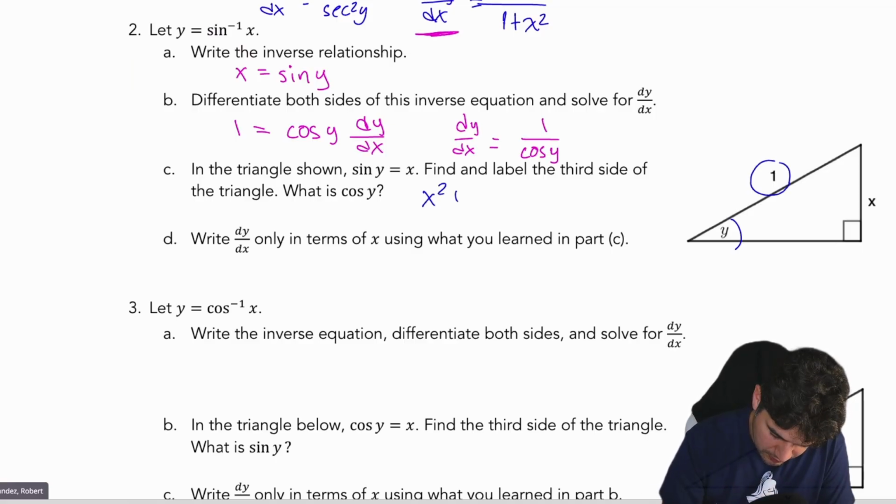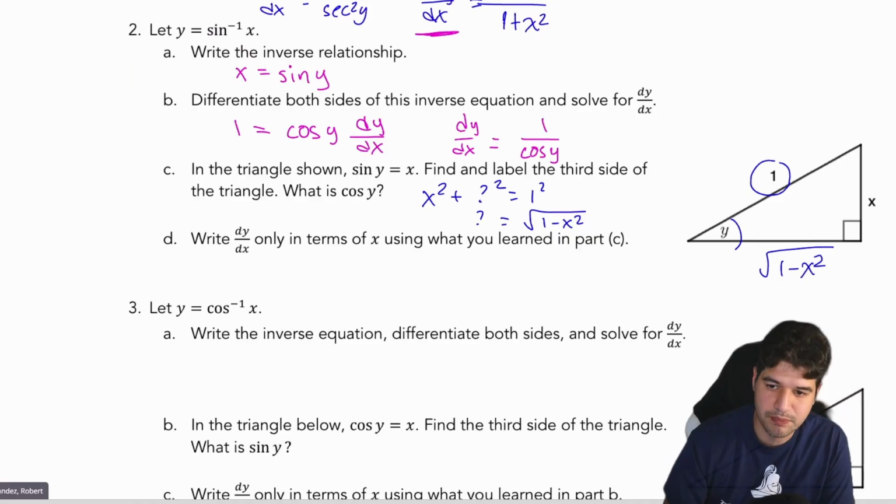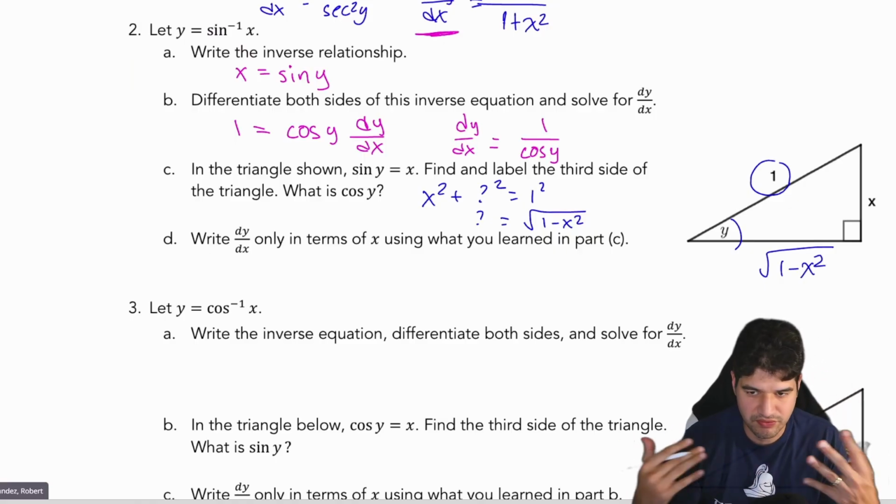So x squared plus something squared is going to get us 1 squared, okay? And if we want to figure out that something squared, we are going to take the square root. So that missing side is going to be equal to the square root of 1 minus x squared. So like I said, pretty intuitive. Just keep solving for these missing sides.